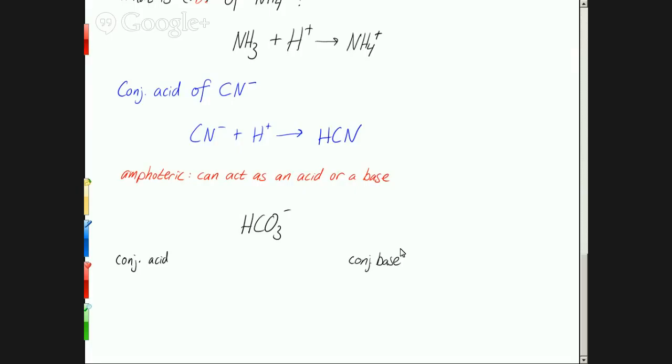So what'd you come up with for a conjugate acid for HCO3-? How'd you figure that out? H2CO3. Right. So we add the H+ and get H2CO3. Right, so it's gone from negative to neutral, and it's gained a hydrogen. This is called carbonic acid. So then what's the conjugate base? What happens if you do the opposite?